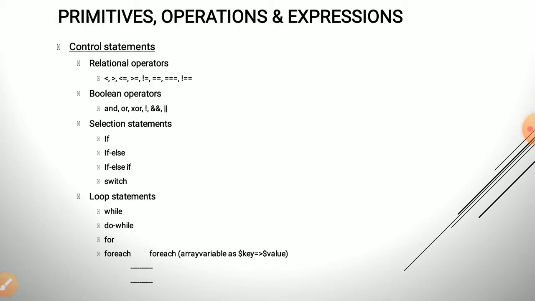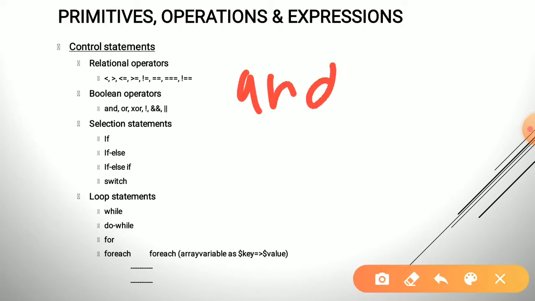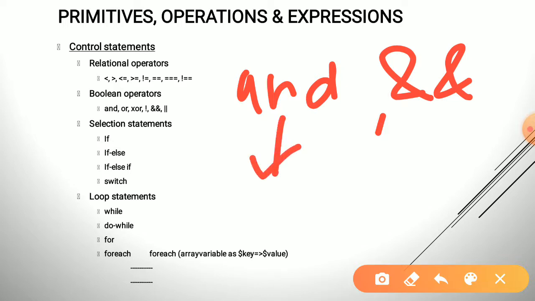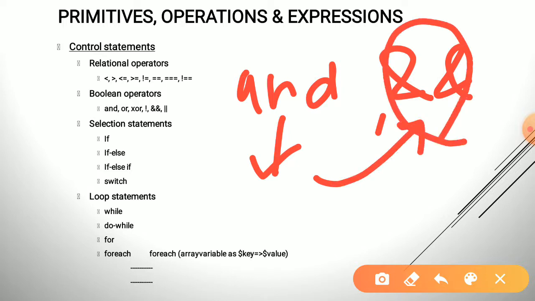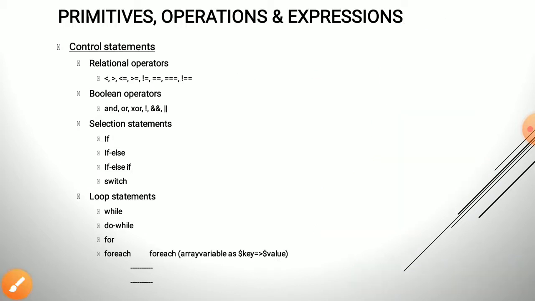Then the Boolean operators in PHP are AND, OR, XOR, NOT, and OR. Here, these two are the same. The operation of these two is the same, but the precedence of AND is lower than that of this one. So this one has higher precedence than AND. That is the difference.